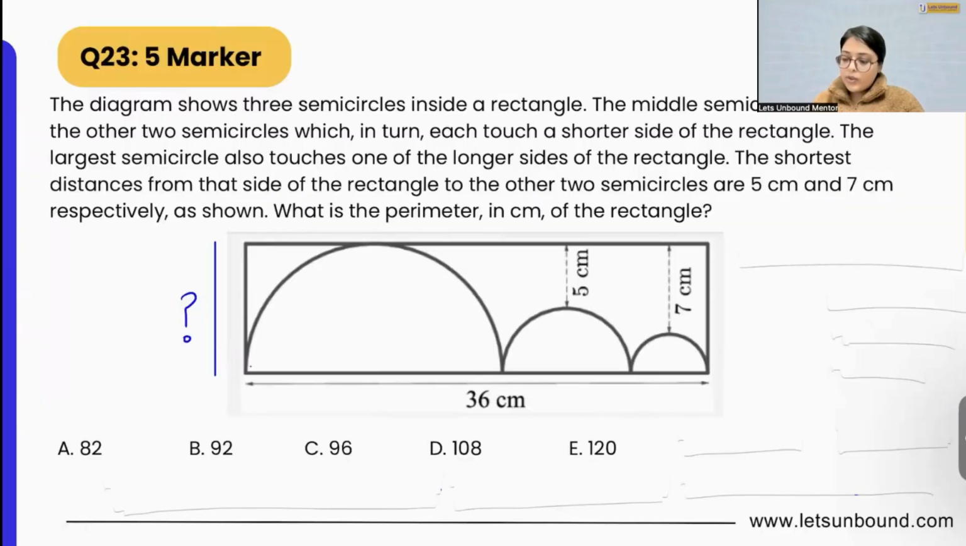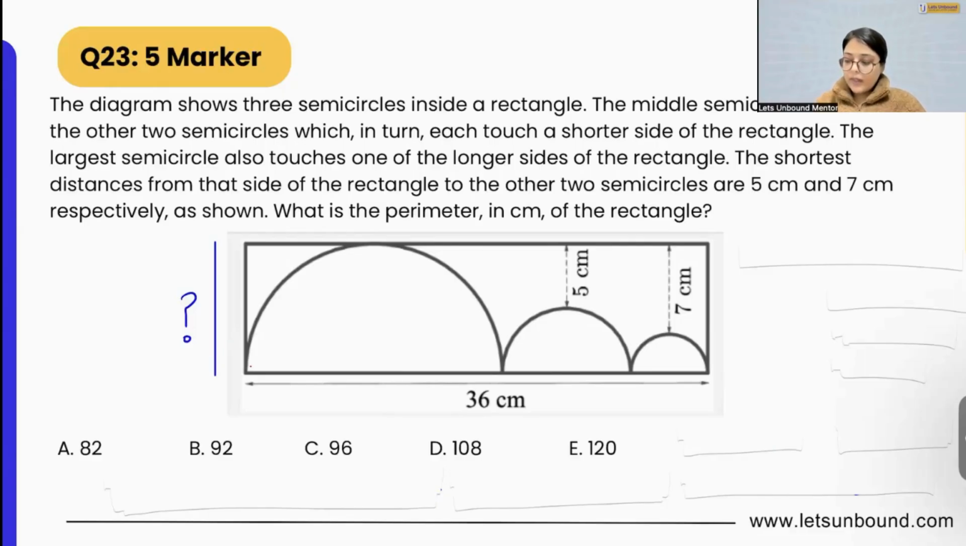The diagram shows three semicircles inside a rectangle. The middle semicircle touches the other two semicircles, which in turn each touch a shorter side of the rectangle. The largest semicircle also touches one of the longer sides of the rectangle. The shortest distances from that side of the rectangle to the other two semicircles are 5 centimeters and 7 centimeters respectively, as shown in the diagram. What is the perimeter in centimeters of the rectangle?